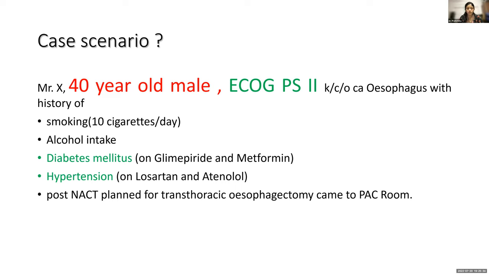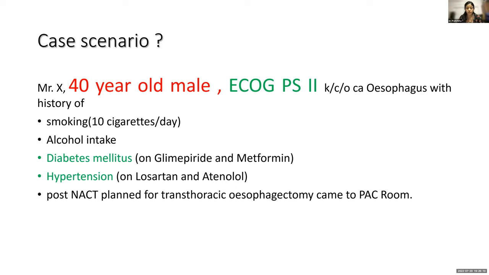As we look here, some of the patient-related concerns: the patient is a 40-year-old male with an ECOG score of PS2. The patient has been smoking 10 cigarettes per day and has an alcohol intake. If you consider the comorbidities, the patient is a known case of diabetes and hypertension. Diabetes and hypertension are key factors associated with cardiac complications. Plus, the patient is also a smoker and an alcoholic.